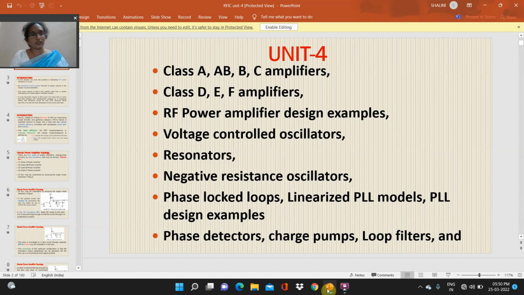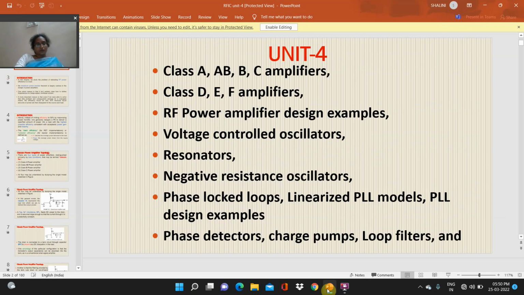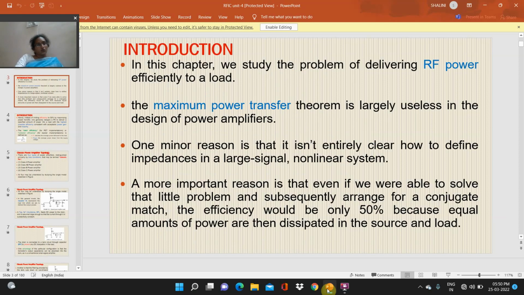So, Unit 4, we are going to discuss Class A, B, C, and AB amplifiers and Class D, E, F amplifiers, RF power amplifier design examples, voltage controlled oscillators, resonators, negative resistance oscillators, phase lock loops, linearized PLL models, PLL design examples, phase detectors, charge pumps, and loop filters. And now, let's see the introduction.